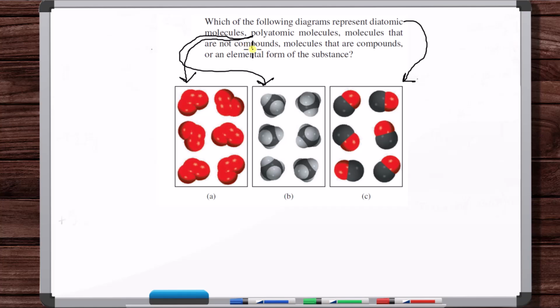Okay? Molecules that are not compounds. What does that mean? This is an element, not a compound. These are compounds, right? It's like H2, the molecule H2. That's the element hydrogen. O2. If you have just pure O2 in a container, in a pressure vessel, that's the element oxygen. That's not a compound. Okay, molecules that are compounds. It's a combination of more than one type of atom. Like water, that's a compound. Hydrogen chloride, let's say, that's a compound. Or an elemental form of the substance. This is not a compound, it's an element. This is not a compound, it's an elemental form of the substance.